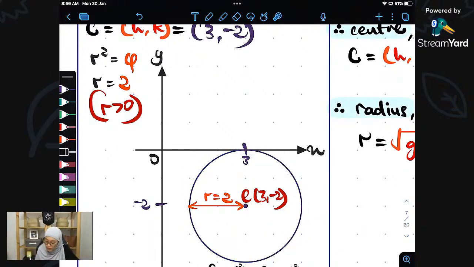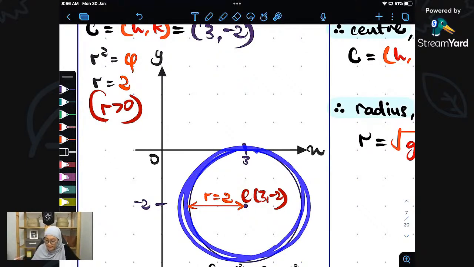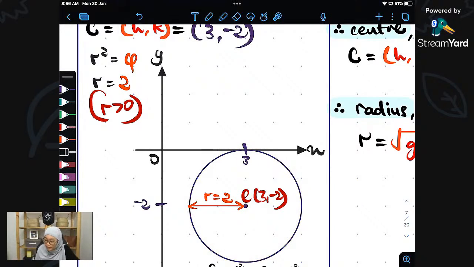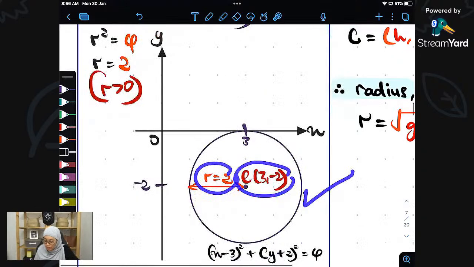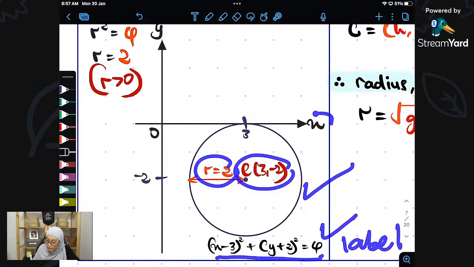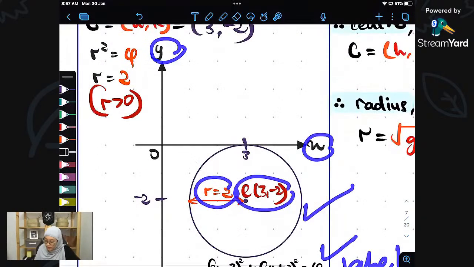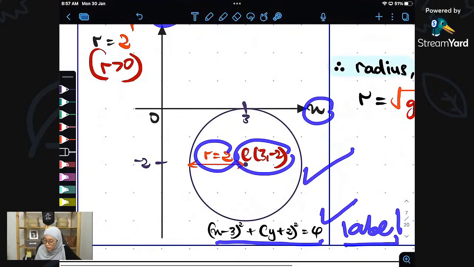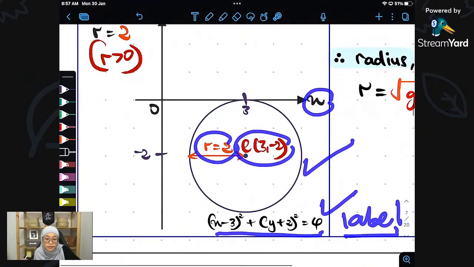Okay? So basically, this is my equation of circle. This is my circle then. This is my sketching of the circle. With the radius and the center, we can draw it nicely. We don't have to worry. And we just label everything. I label the equation of circle, I label the x-axis, the y-axis. So don't forget to label so that you will get full marks, 3 marks.